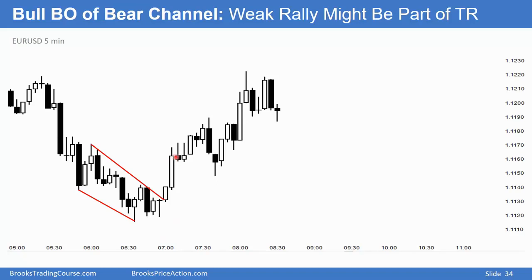Strong bull breakout, probably at least a second leg up. So first leg ends here, pullback, second leg, maybe more up, but at least a second leg up. Bear channel, sometimes it evolves into a trading range, sometimes it reverses into a bull trend. It's a small bull trend, but we're stalling at the top of the range to the left. So this might also be simply a bull leg in what will become a trading range.